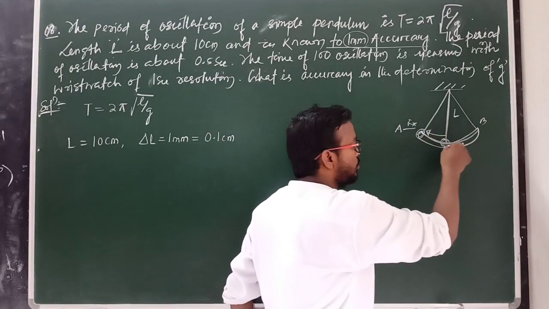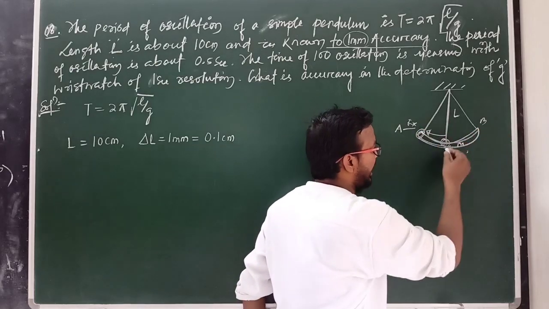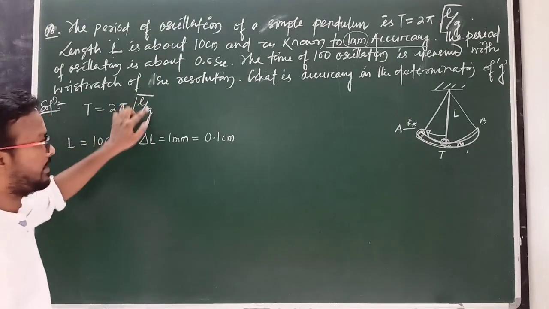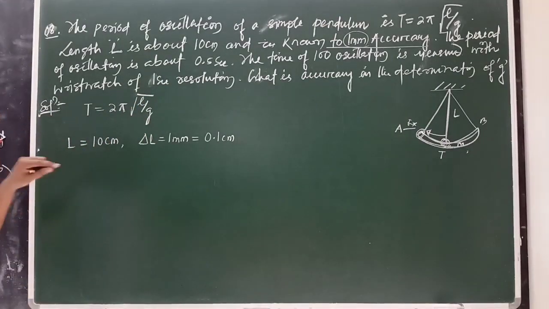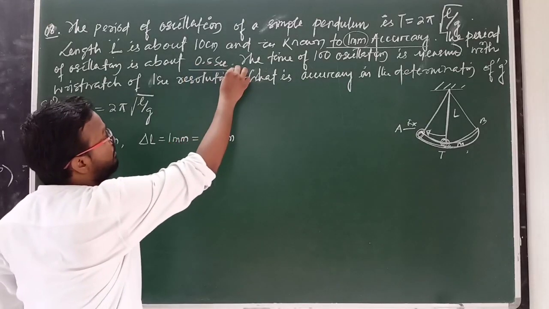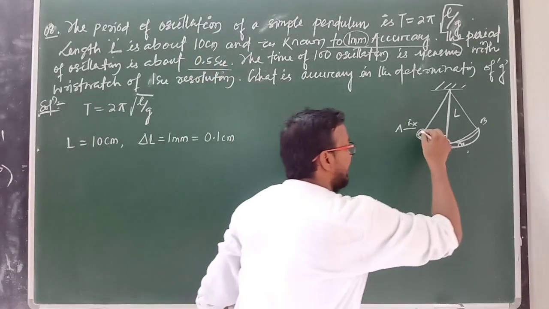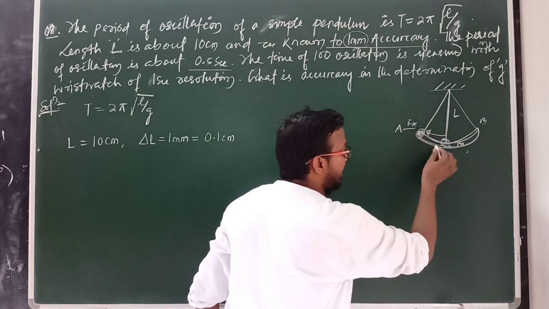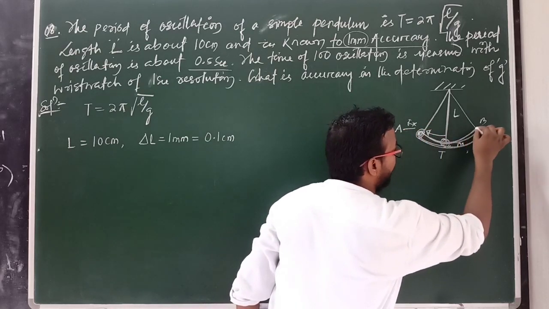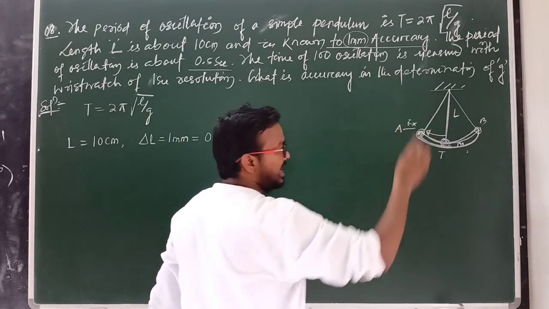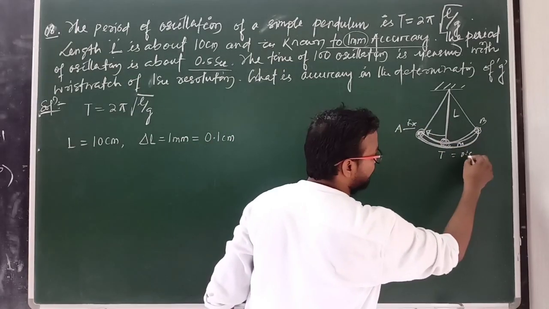This is known as one oscillation. To complete one oscillation, the total time taken is T, and T is given here, that is 2 pi root L by G. Clear? But here it is given that the period of oscillation is about 0.5 second, meaning when we release the pendulum from point A, the extreme point, it comes back to point B and again returns back to point A, and it will take 0.5 second.